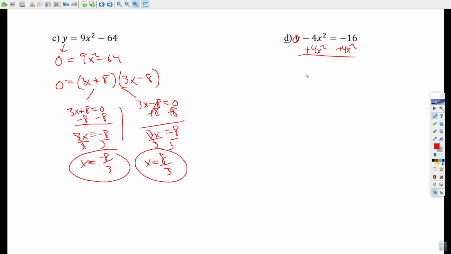Add that to the other side. This goes away. We get 0 equals 4x squared minus 16. There's a GCF here that we can take out. I'll take out a 4. Divide everything by 4. You get x squared minus 4.